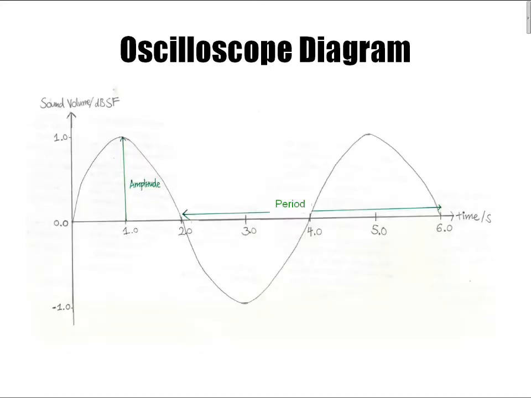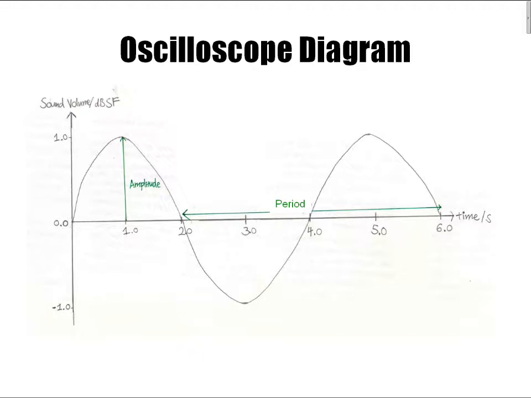Now all the ideas we have discussed so far can actually be represented on the oscilloscope diagram when we do our recordings using our DAWs. We discussed quite a few concepts and terms today, so let's look at a simple example to help you consolidate all that we've learned. This is a simple oscilloscope diagram.